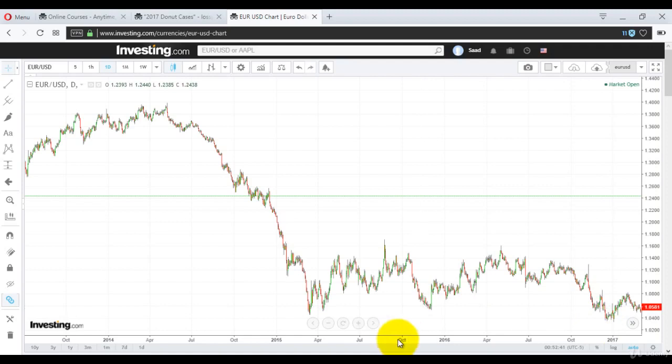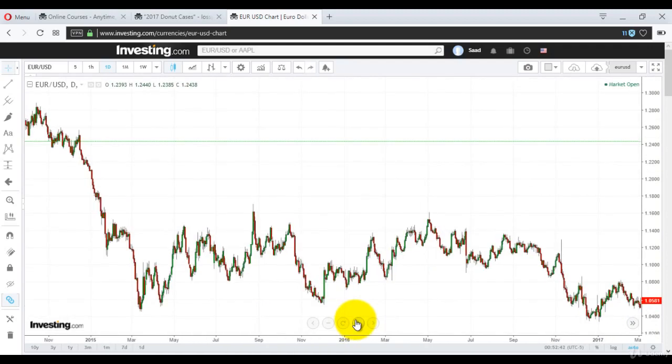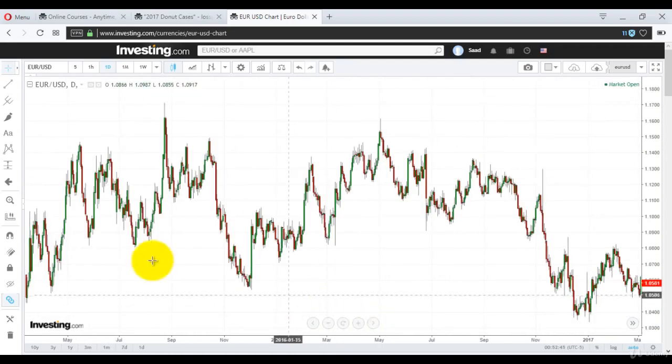Now, if you zoom into all the lows, for example, right here, it made a bullish engulfing green candle and it rallied. Again, right here, it made it and it rallied. Again, it rallied. Right here, it rallied.